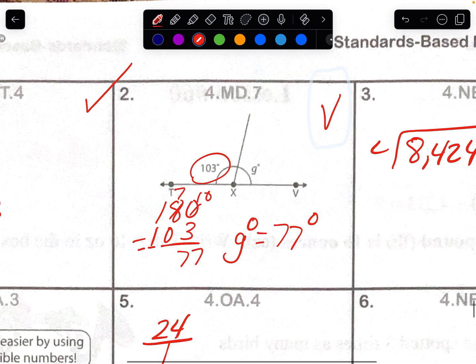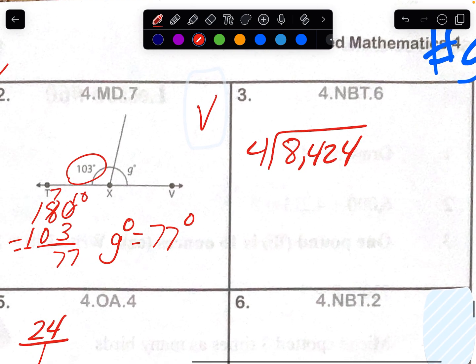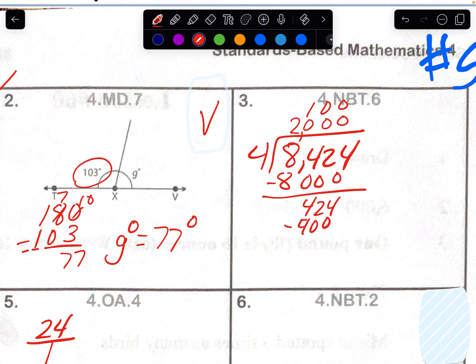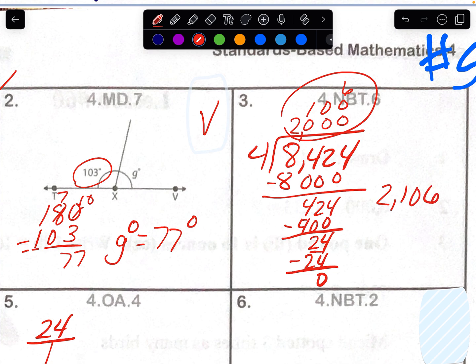All right, number 3, we are finding the quotient. So 4 can go into 8,000 2,000 times. New dividend, 4 goes into 400 100 times. 4 goes into 20 can't, so 24, 6 times. And then you get a remainder of 0. Add your partial products. 2,106 is the quotient.